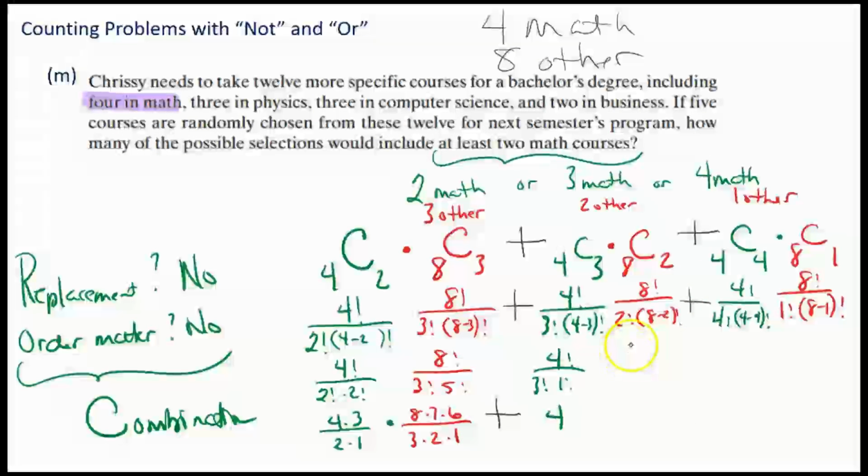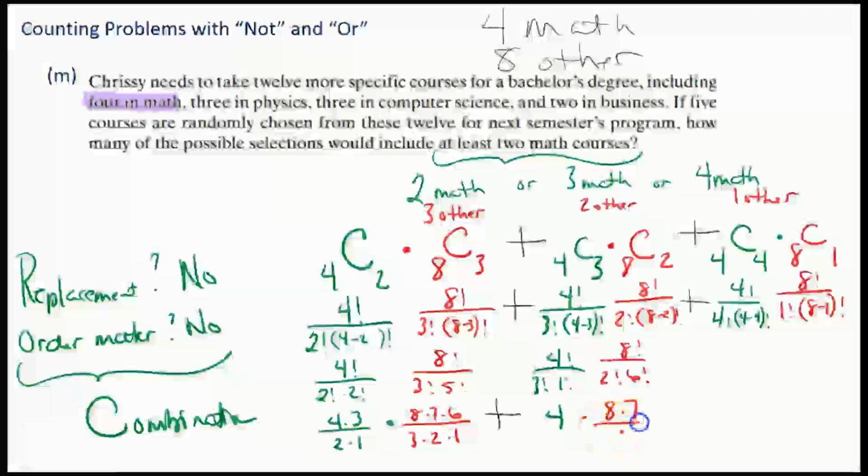Times, next to it is 8 factorial over 2 factorial. 8 minus 2 is 6 factorial. So that's going to give me 8 times 7 in the numerator, because the 6 factorials cancel, over 2 times 1 in the denominator. So again, that ended up canceling, just like over here, that ended up canceling with the 5 factorial on top. Okay, let's keep going.